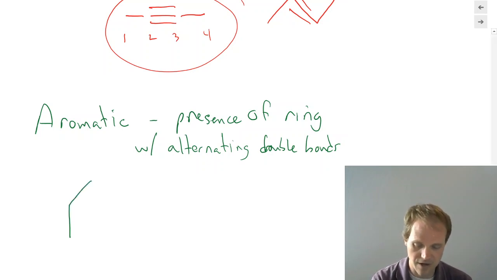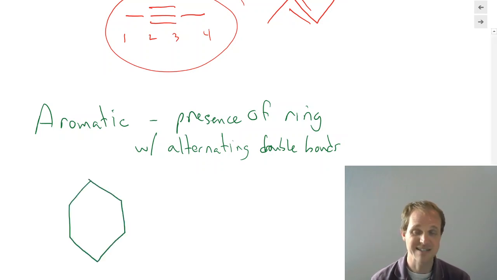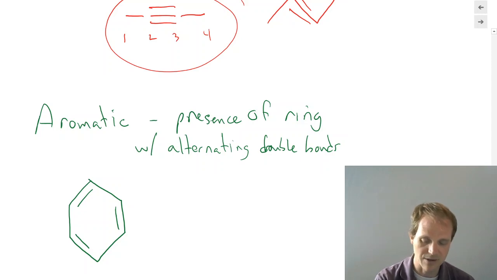So let's go ahead and draw a ring of 6. That's a cyclohexane, but as soon as I put in alternating double bonds, it's no longer a cyclohexane. It's now got 3 double bonds in it, and the alternating single, double, single, double, single, double makes it an aromatic.